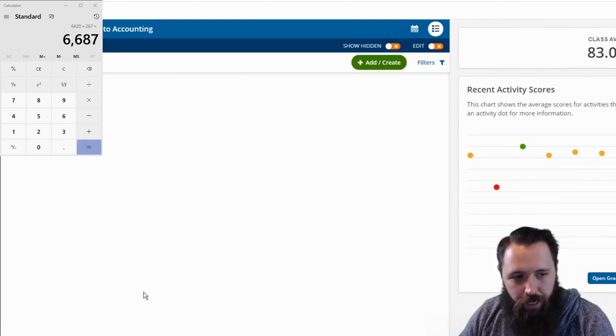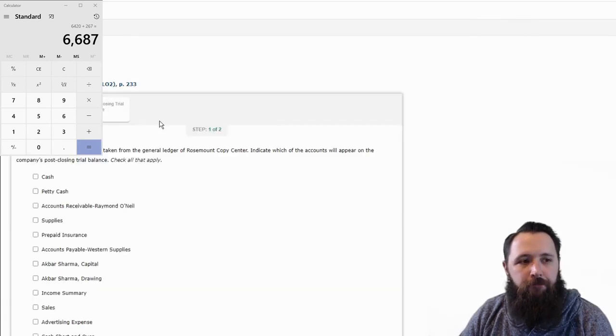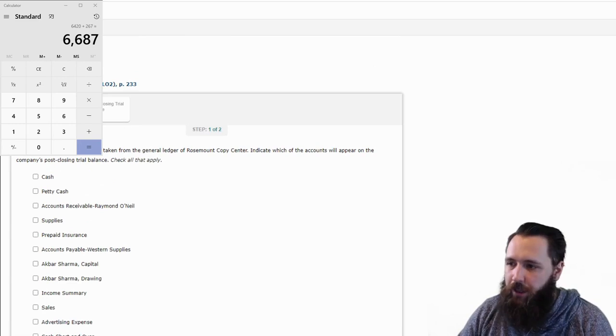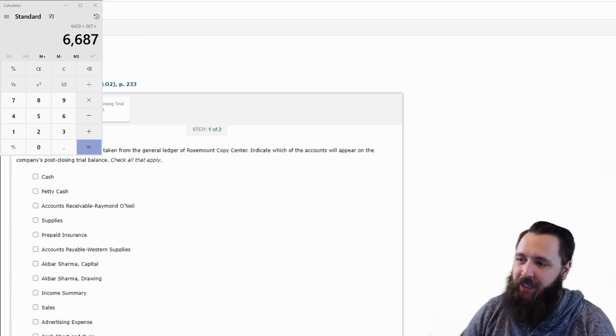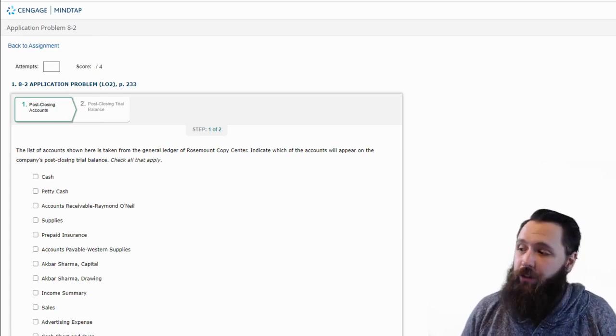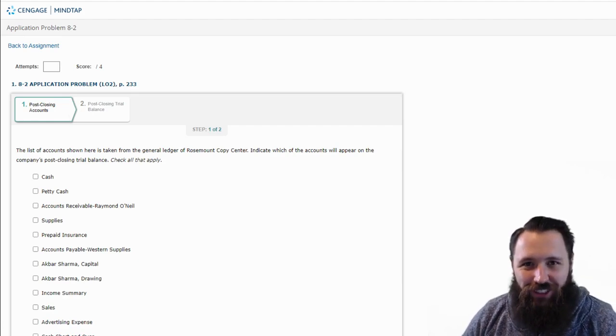If you go into the application problem here, let me just jump in. It's going to be the same thing, okay? There's really no difference. This is a very, very small unit. And when I say small, I mean small, right? So if you have any questions on this, please let me know. But this actually concludes all of the content in the Introduction to Accounting class. If you have any questions, let me know.